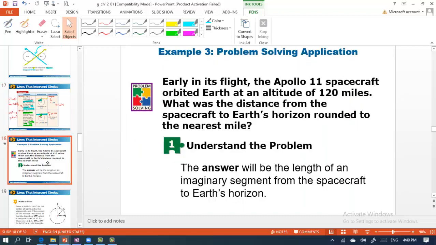So here we have this example of 4 parts. If we study them early, we can catch up on time, definitely. Here we have a flight, Apollo, a spacecraft orbiting around the Earth. Definitely, its altitude is 120 miles. Good. What was the distance from the spacecraft to the Earth horizon, rounded to the nearest mile?